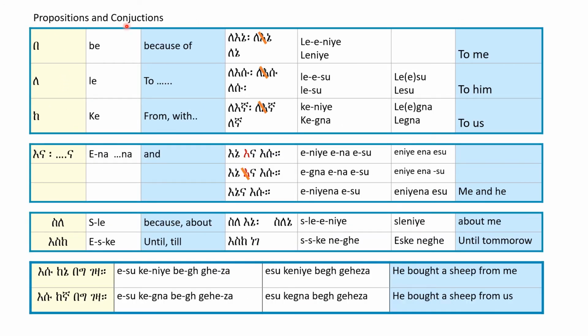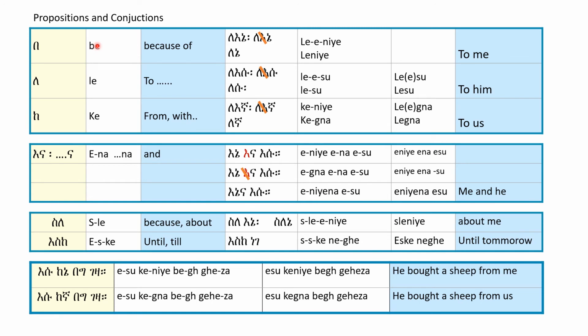Prepositions and conjunctions. Be, le, ke, sile, iske. Those one or two letters preposition and conjunctions make Amharic language very difficult.